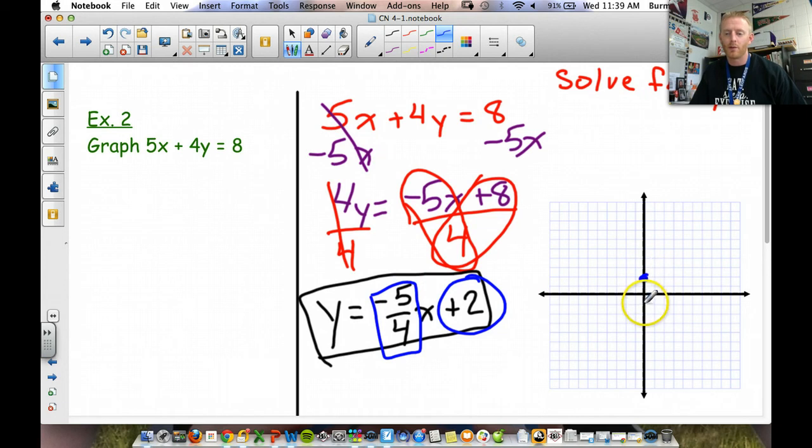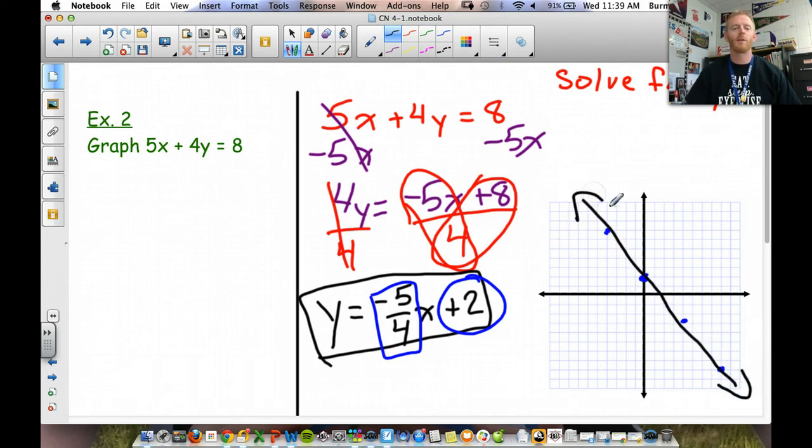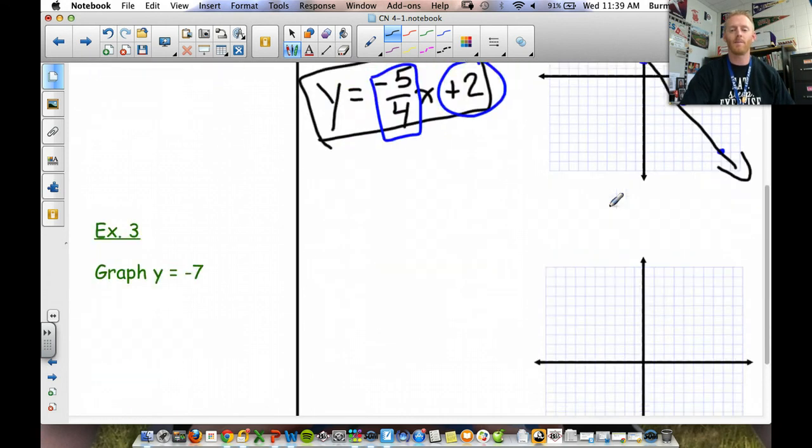So 1, 2, 3, 4, 5, to the right 1, 2, 3, 4. And we'll follow that pattern. Do the same thing, the opposite. Up 1, 2, 3, 4, 5, and left 1, 2, 3, 4. And again, I'm asking you to please make sure that you connect your dots. You'll use a ruler or a straight edge to make sure that they are nice and straight.